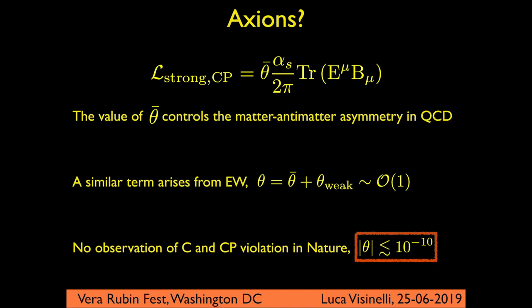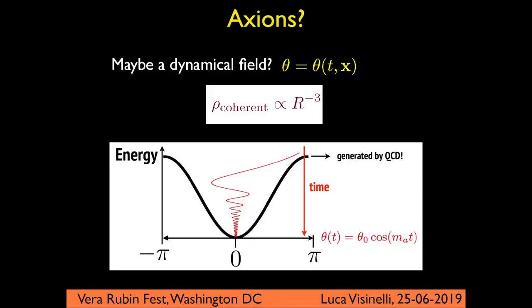Okay, so the neutron would have an electric dipole moment, which is not observed in nature, and sets an upper limit on this quantity, which we expect to be of order 1. So one solution could be, for example, that this quantity is a dynamical field, and then the axion field would be a new pseudoscalar boson whose energy density would be stored in the coherent oscillations of the field once it has acquired a mass.